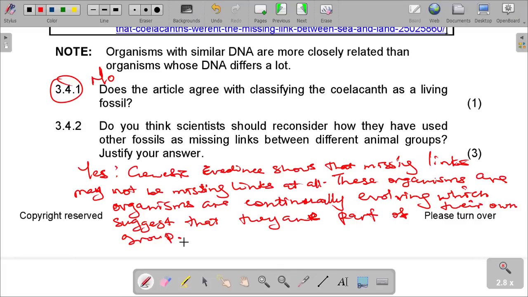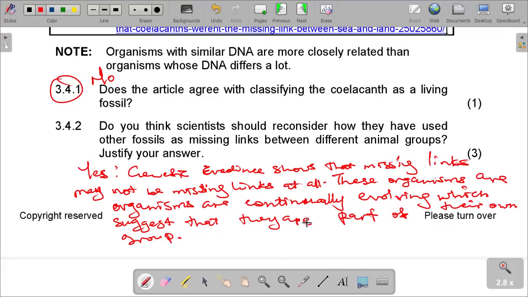So we are saying yes, scientists must reconsider the way they view fossils as missing links, because genetic evidence shows that missing links may not be missing links at all. They might not be missing links because the organisms are continually evolving, which suggests that they are part of a group.